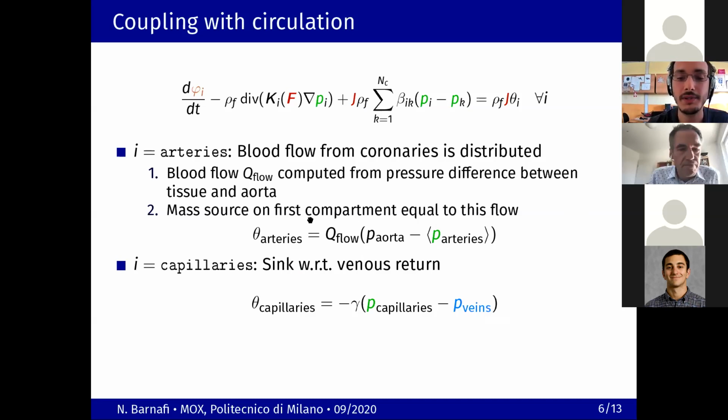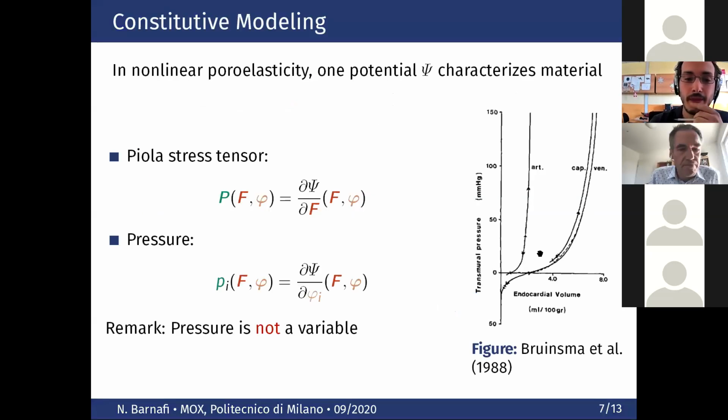Instead, in the capillaries, we get a sink term, which is proportional to the difference between the pressure in the capillaries and the pressure in the veins. This is the reason why I'm not considering a separate compartment for the veins. The pressure doesn't have very high spatial variation, so this is a good approximation of the interaction between the capillaries and the veins. We still need to define what happens with the Piola-Kirchhoff stress tensor and the pressure. This happens through constitutive modeling.